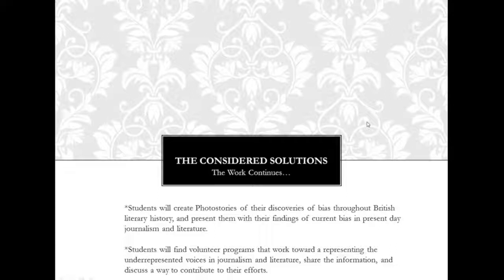The considered solutions. In this open-ended, problem-based learning environment, the work continues. Students will create photo stories of their discoveries of bias throughout British literary history and present them with their findings of current bias in present-day journalism and literature. Students will find volunteer programs that work toward representing the unrepresented voices in journalism and literature, share the information, and discuss a way to contribute to their efforts.